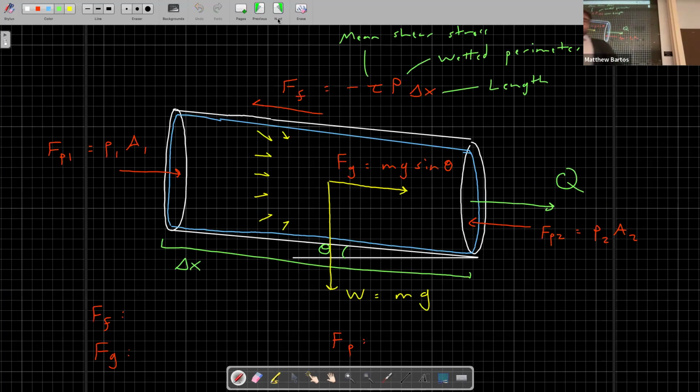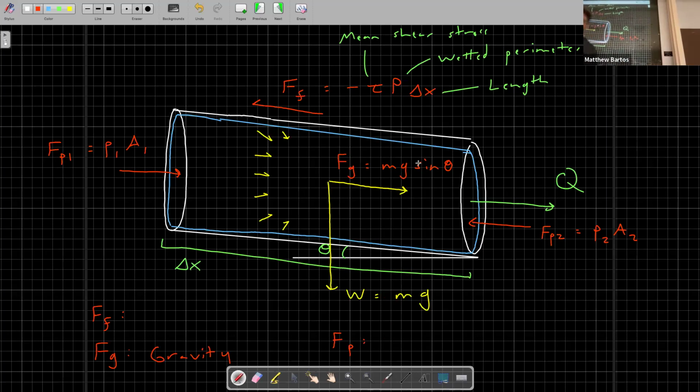Gravity. So there's a force imposed by gravity. If our pipe is not completely horizontal, there'll be a component of that force in the direction of flow. And so the force due to gravity will be equal to the mass times the acceleration due to gravity times sine theta, where theta is the angle from the horizontal. Okay, what's another force acting on our control volume?